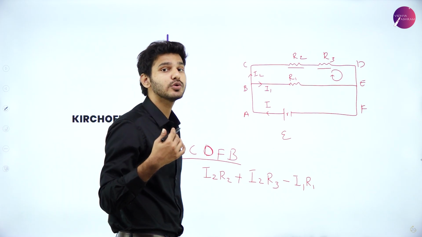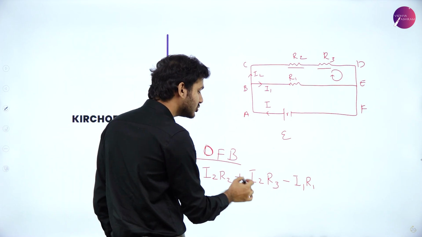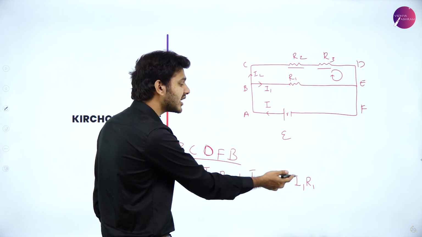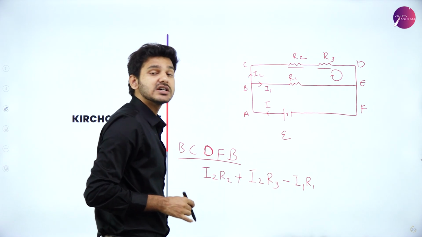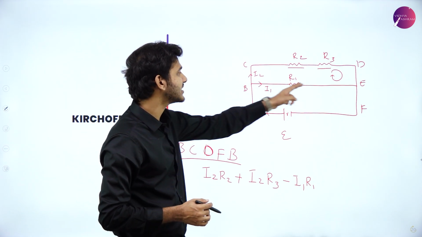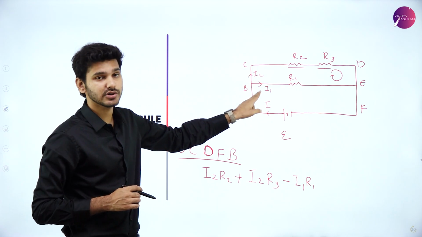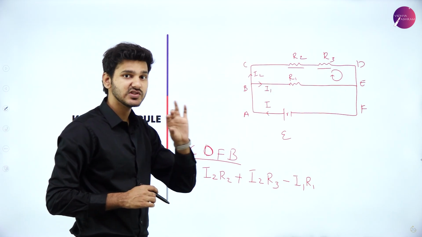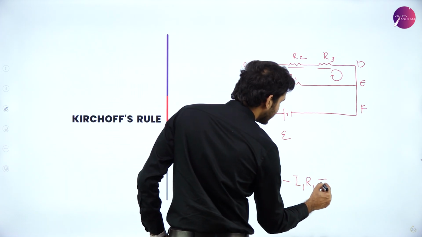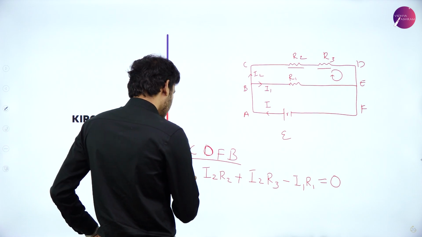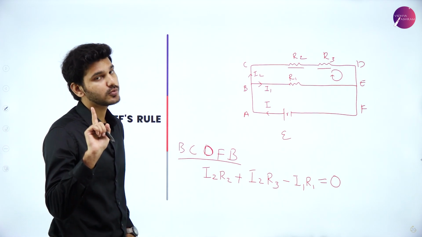What does the loop rule state? It states that I2 R2 plus I2 R3 minus I1 R1 will be equal to the EMF in that particular circuit. Is there any battery in this particular closed circuit? No, there is no battery connected in that particular loop, which means that this will be equal to 0. So this is the loop rule applied for loop number 1.